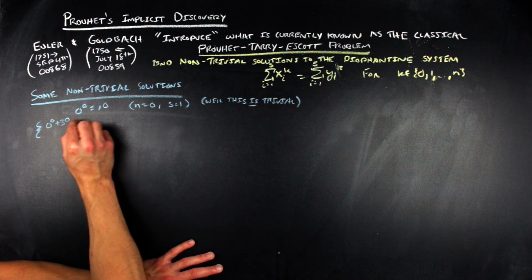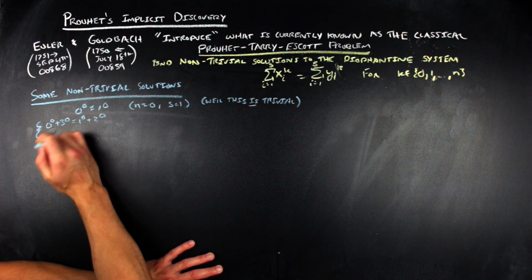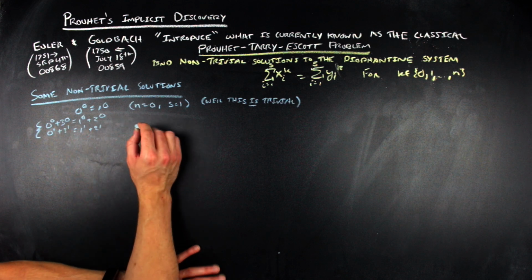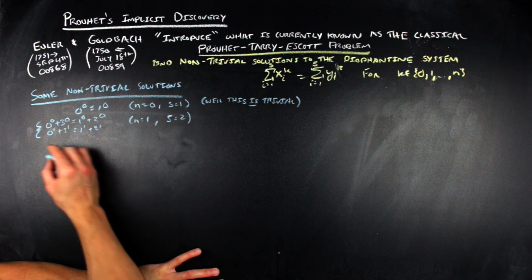Next, we have 0 to the 0 plus 3 to the 0 is equal to 1 to the 0 plus 2 to the 0, and 0 plus 3 is 3, which is equal to 1 plus 2. This would be for n is equal to 1, and s is equal to 2.